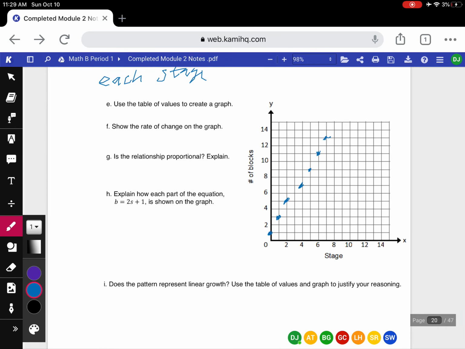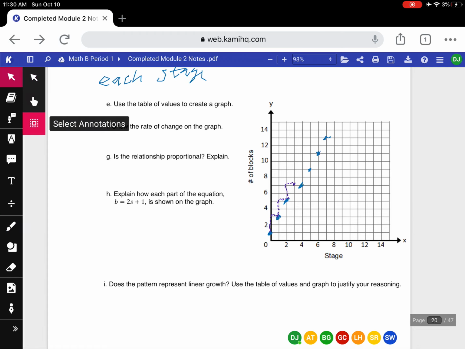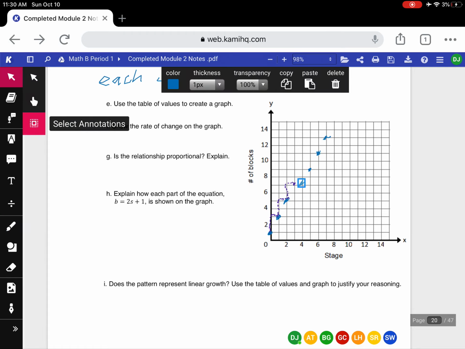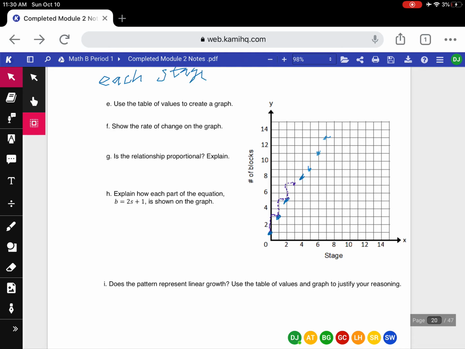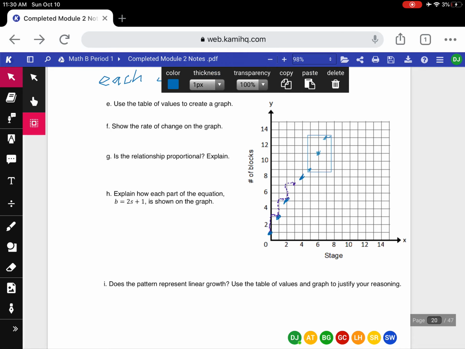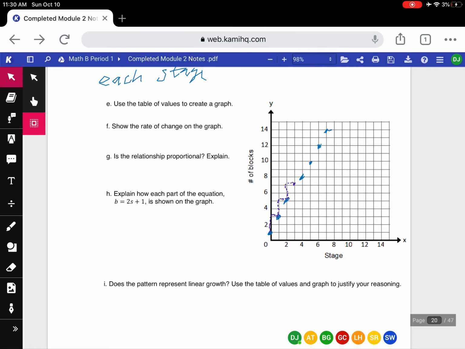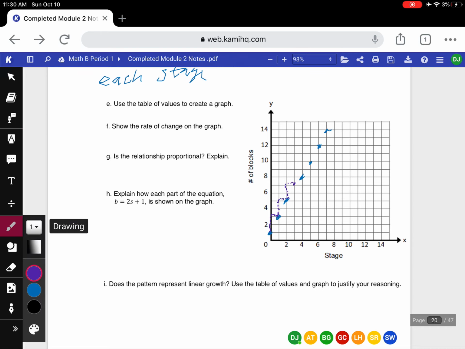So it says show the rate of change on the graph. Well, the rate of change on the graph is I am going up 2 over 1, up 2 over 1, up 2 over 1. Actually, I messed up right there. Let me go and fix those really quickly. See if I can get this point. It should have been right here. Perfect. Now they're in the correct spot. So my slope continues to be up 2 over 1, up 2 over 1, so on and so forth.